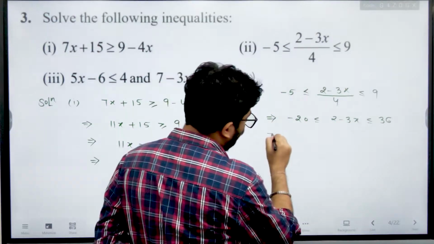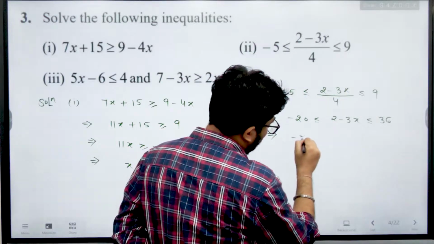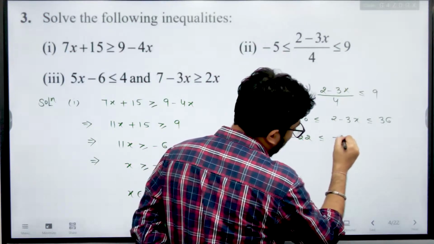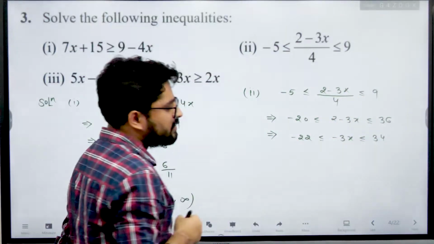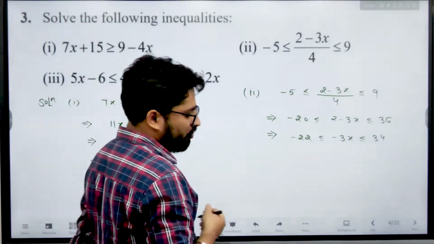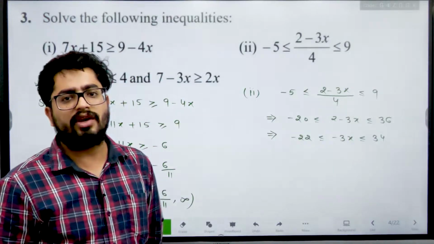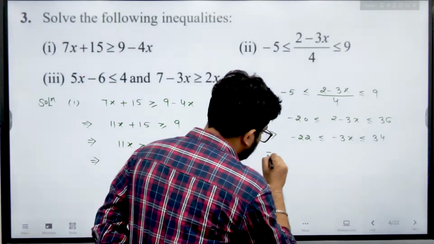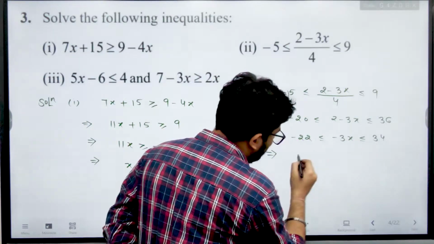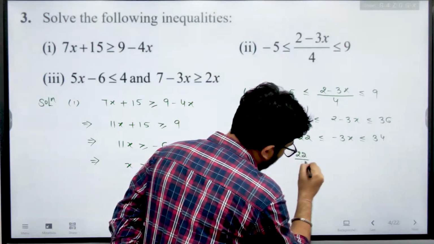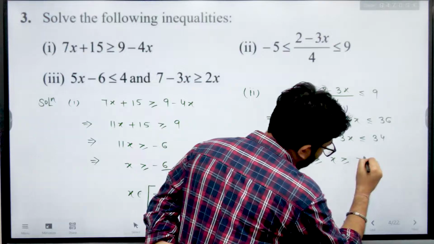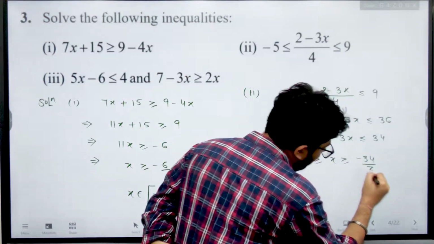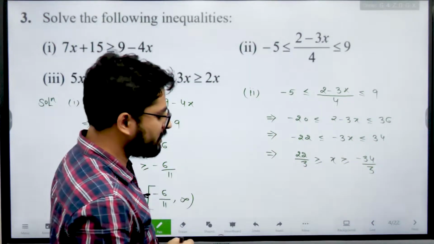Subtract 2 from both the sides, you'll get minus 22 less than equal to minus 3x less than equal to 34. Now divide by minus 3, and when you divide by minus 3, you know the inequality gets reversed. So it means that minus 22 by minus 3 is 22 by 3 greater than or equal to x greater than or equal to minus 34 by 3.